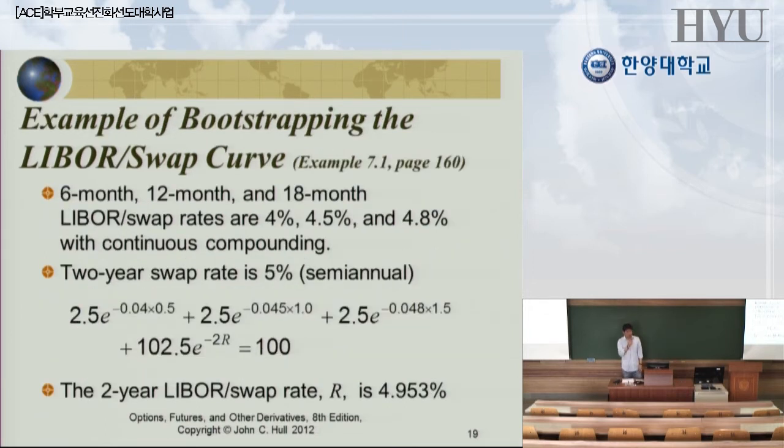This is an example of bootstrapping the LIBOR swap curve. Let's say that the 6-month, 12-month, and 18-month LIBOR swap rates are 4%, 4.5%, and 4.8% respectively, with continuous compounding. And the 2-year swap rate is 5% semi-annual. In order to look for the variable R, which is the next 6 months LIBOR swap rate, you would use this equation to find R. And this is the answer that it gives for the next LIBOR swap rate.